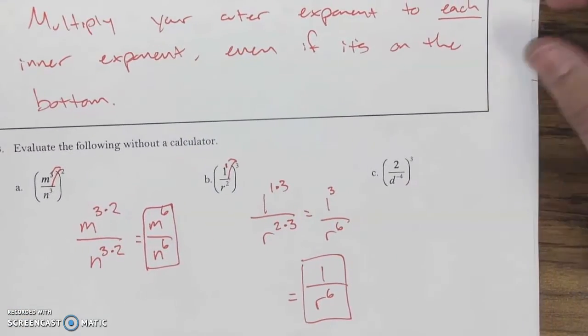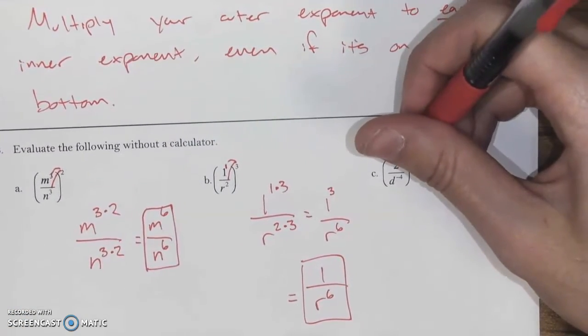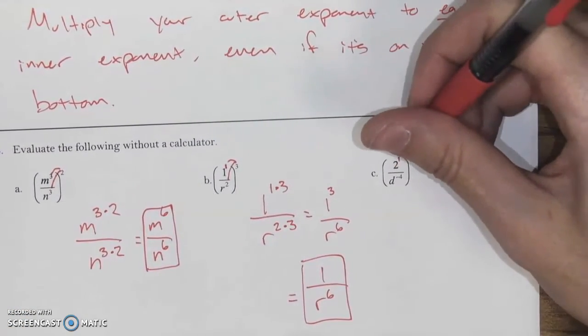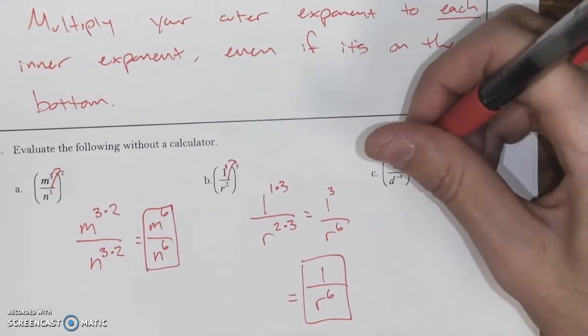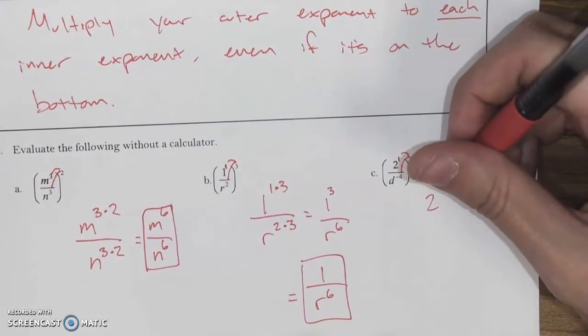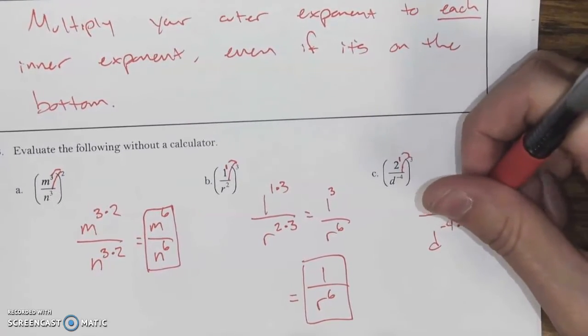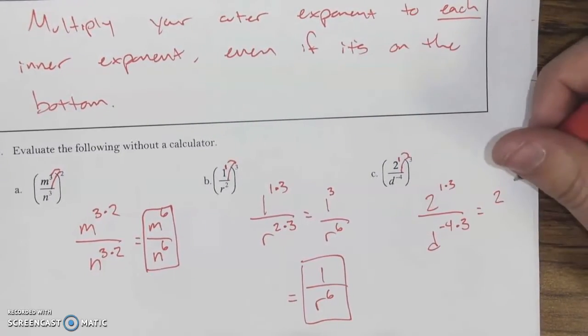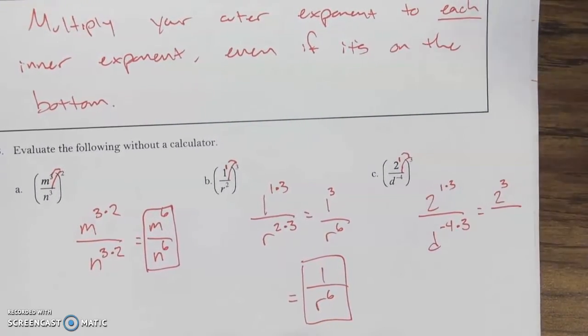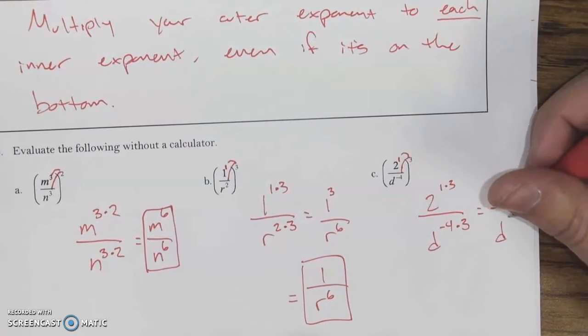And lastly, our exponent here is 1. We can distribute, and we get 2 to the 1 times 3 over d to the negative 4 times 3. We get 2 to the 3rd, and d to the negative 12.